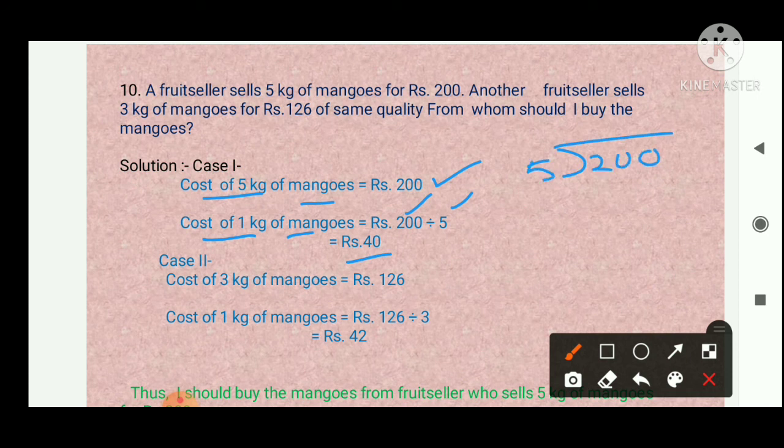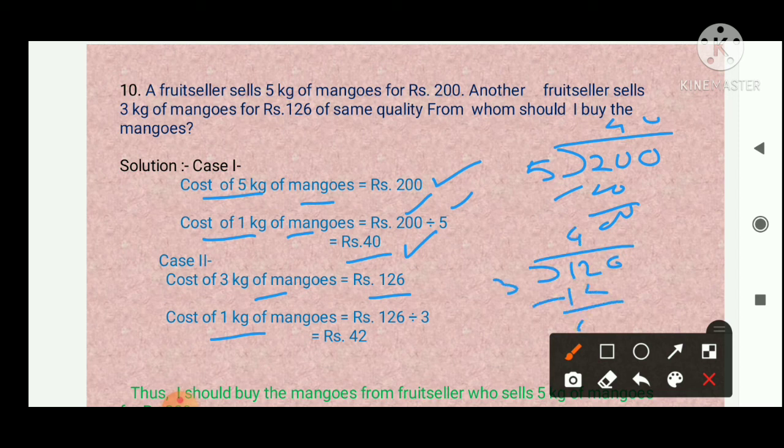We get 5 fours are 20, 0 quotient. So we get here 40 rupees. Now in case second, another fruit seller sells 3 kg of mangoes for 126 rupees. So here we find the cost of 1 kg of mangoes. We divide 126 by 3. We get 3 fours are 12 and 3 twos are 6. So we get here quotient 42.